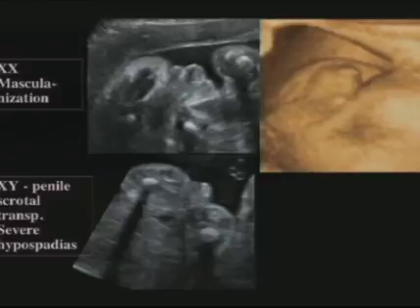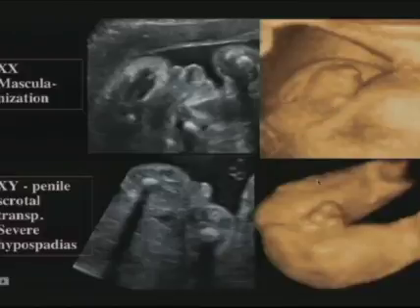And you can see here that there is masculinization of the clitoris right here, and that this is the labia right on either side. And that's very different compared to what we see here, which is clearly a boy that has severe hypospadias, where the penis is actually pulled down below the scrotum. That's why it's called penile scrotal transposition. It's a severe form of hypospadias.